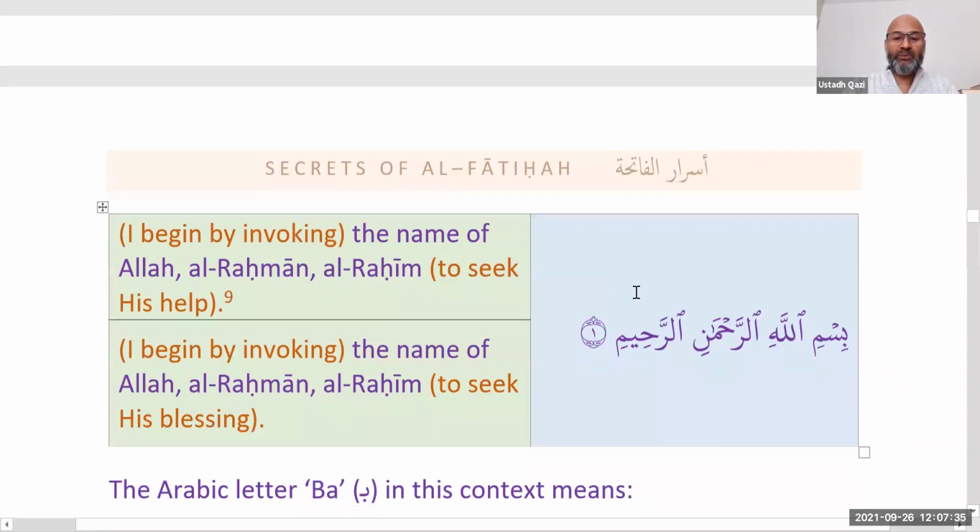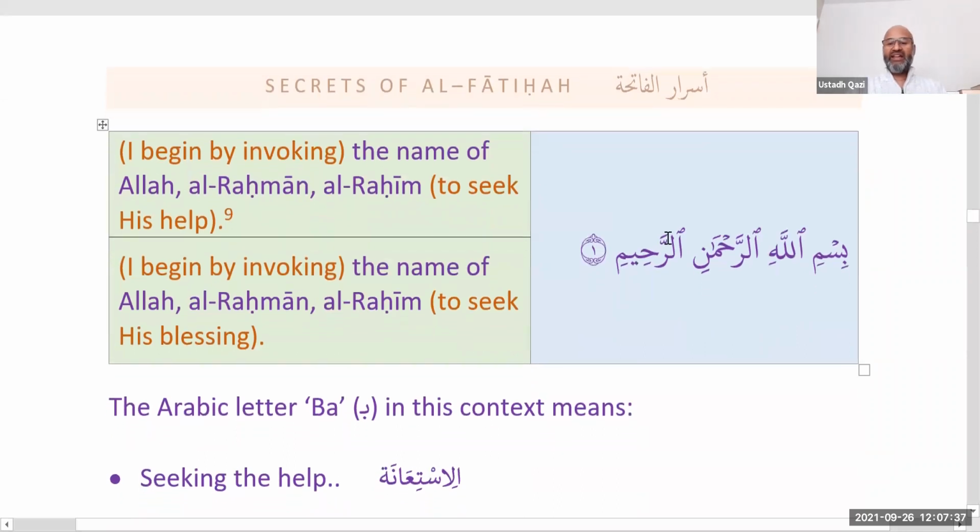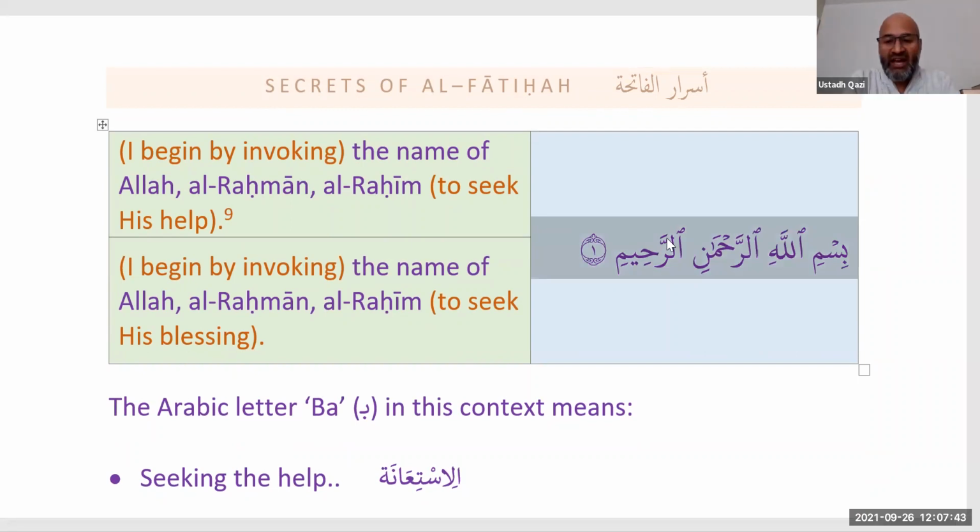So let's continue. First of all, let's look at this beautiful expression, Bismillahi ar-Rahman ar-Rahim. We already know the meanings of ar-Rahman and ar-Rahim, and we know Allah is the proper name of God. Let's talk about Bismi. So how do we translate?